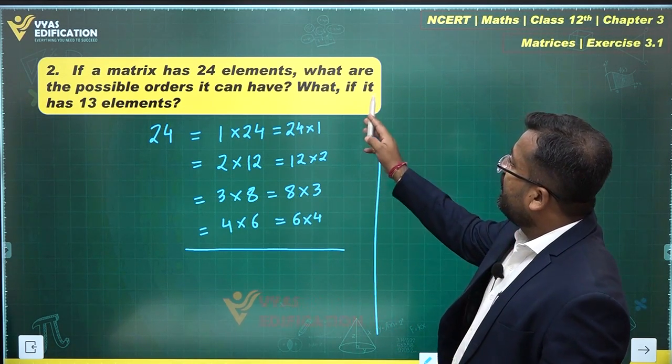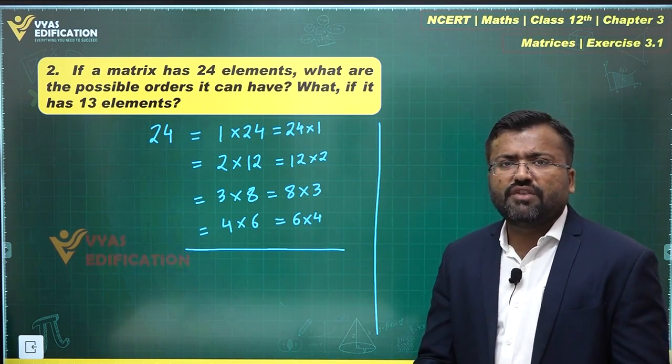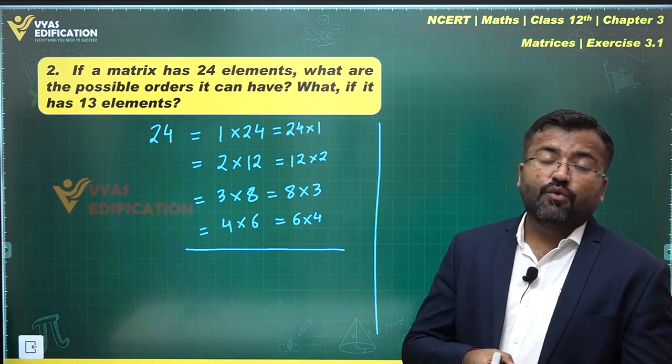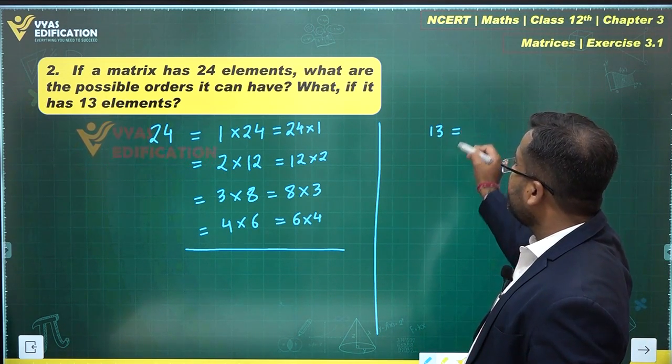Next, what are the possible orders? These are the possible orders. What if it has 13 elements? What if the matrix has 13 elements, what are the possible orders the matrix may have? So let's try to factorize 13 as well.